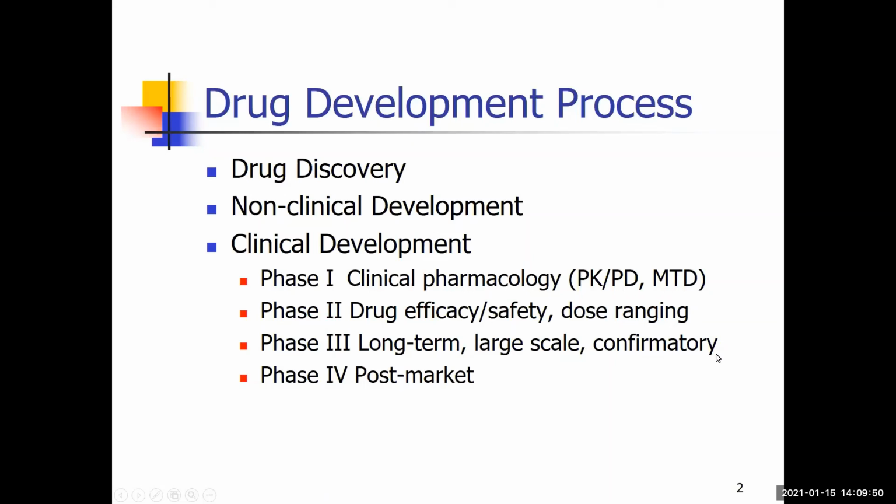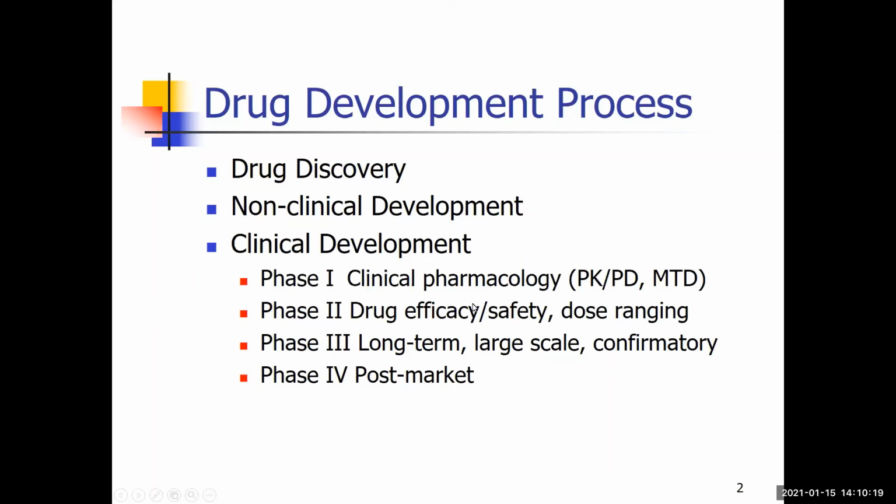So what you do in phase 3 is, for the dose or doses you selected based on phase 1, phase 2 information, you want to confirm it in long-term, large-scale trials so that you provide sufficient evidence to regulatory agencies so that they can approve this drug. All right. So that's your phase 1, 2, 3, the pre-marketing development.